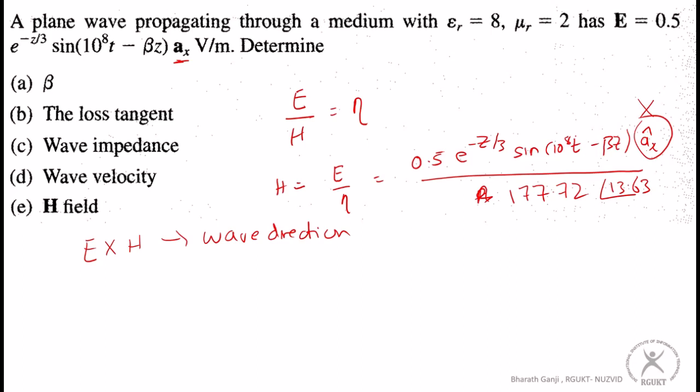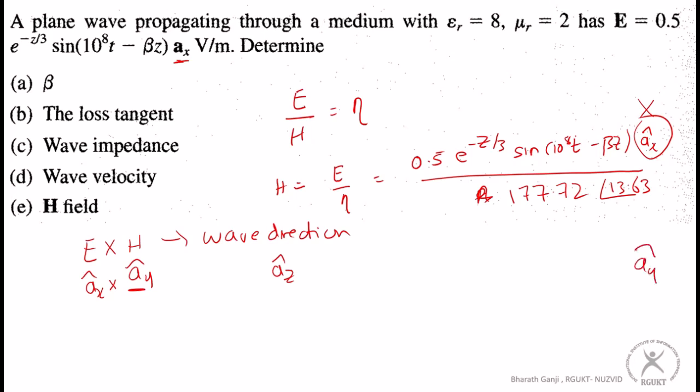By the Poynting theorem, and we also proved it, electric and magnetic fields and the wave direction are perpendicular to each other. So if the electric field is in the x direction, and your wave should be traveling in the z direction, then what should be the magnetic field direction? That simply indicates it's ay cap. So here the answer should not be ax cap, it should be ay cap.